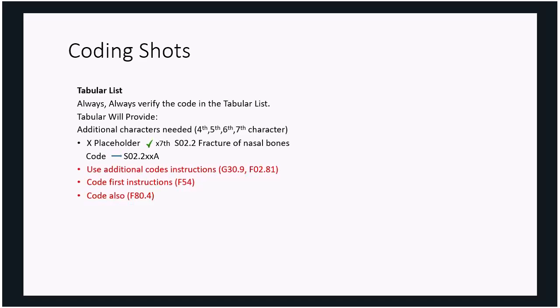You might also see the directive to code also, and this is demonstrated by F80.4. So go to your tabular and look at F80.4. When you look at F80.4, it says speech and language development delay due to hearing loss. Underneath that in red, you see code also type of hearing loss, H90 through H91. So again, if the physician has documented this, you're going to also code the hearing loss based on a code from this category.